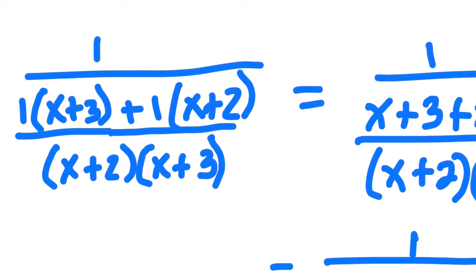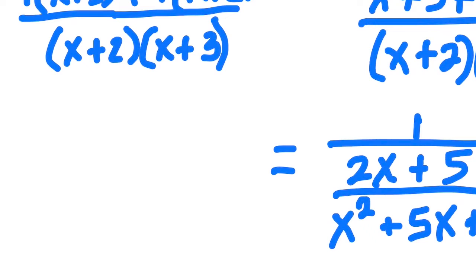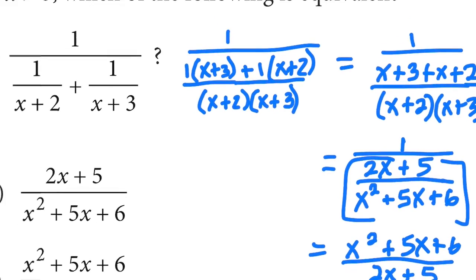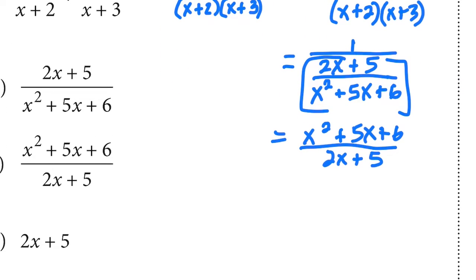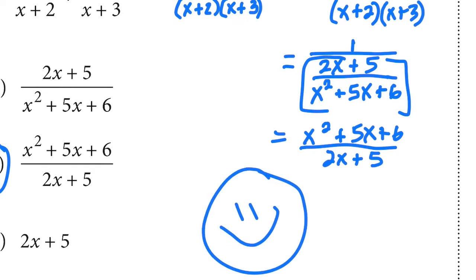All right, if we combine like terms, we have 1 over, this would be 2x plus 5. And if we FOIL these two, we would have x squared plus 3x for the outside plus 2x for the inside would be plus 5x, and then plus 6 for those last terms. And now when we're dividing by a fraction, because it's 1 over this whole fraction, we can multiply by the reciprocal. So we would be left with x squared plus 5x plus 6 over 2x plus 5. If we zoom back out and take a glance at our answer choices, we can see that matches answer choice B. So if you're able to do that, great.